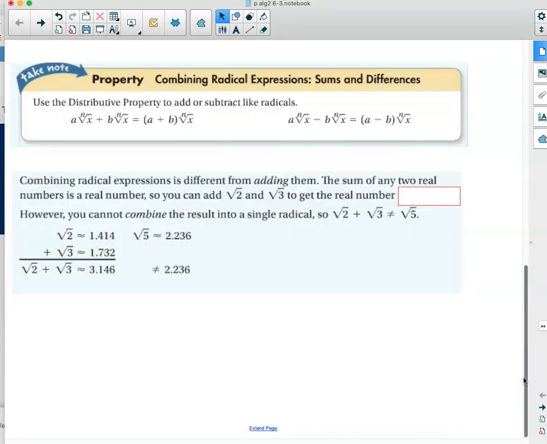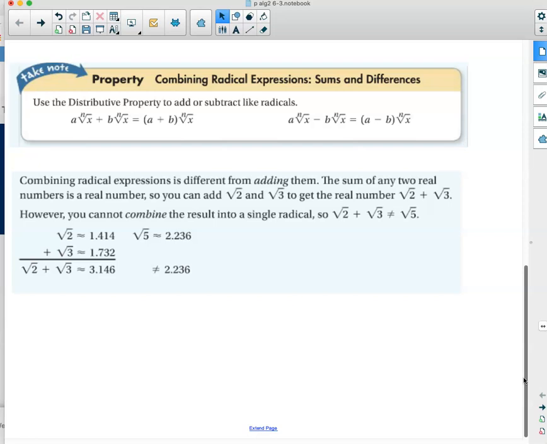Down here, combining radical expressions is different from adding them. The sum of any two real numbers will always be a real number. But adding the square root of 2 and the square root of 3, well, we can't do that. They're both square roots, but one's a 2 and one's a 3. So you can't say, oh, that's square root of 5. No, it's not. They have to stay separate. The square root of 2 plus the square root of 3 is the square root of 2 plus the square root of 3. Unless we grab a calculator, we're not going to get any better than that. We cannot combine those two.